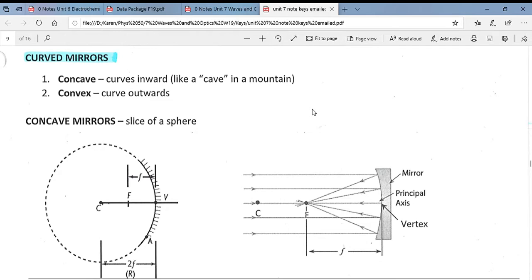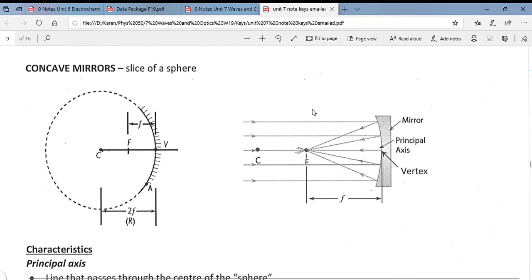There are two types of curved mirrors that we can talk about. The first one being concave. It makes like a cave, so it curves inward, and then convex, which curves outwards. So the first thing we're going to do is talk about concave mirrors, which you have to think of as a slice of a sphere.